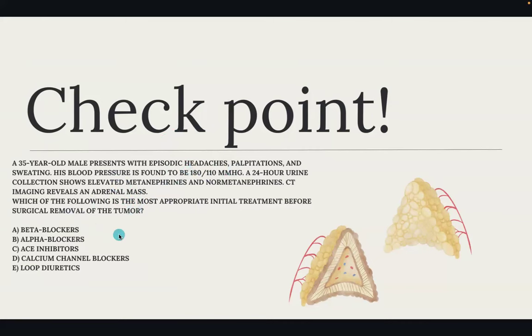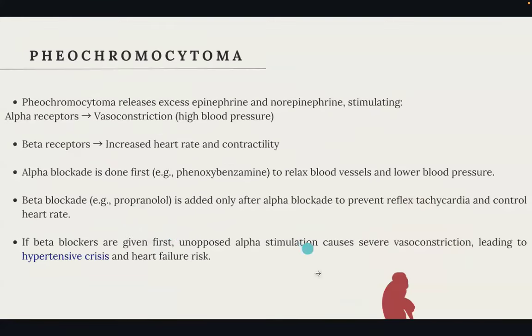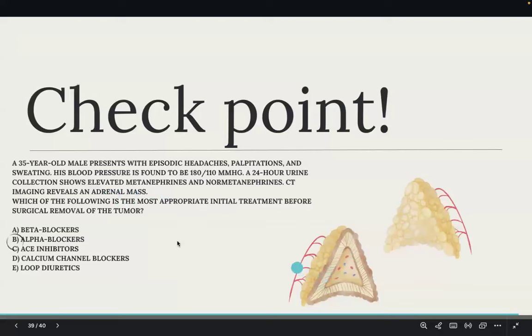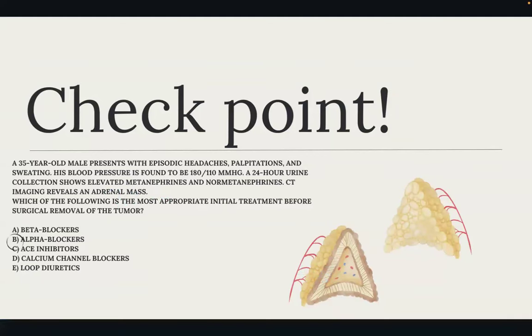and the appropriate treatment. Okay, what would be the appropriate treatment? I hope you guys answered that by this point. But again, it's going to be my alpha blockers. Again, remember A before B. You want to block your alpha receptors because you don't want to cause vasoconstriction. And during the surgery, you're going to block your beta receptors because you don't want any of the epinephrine that's going to be dumped into the blood to bind.